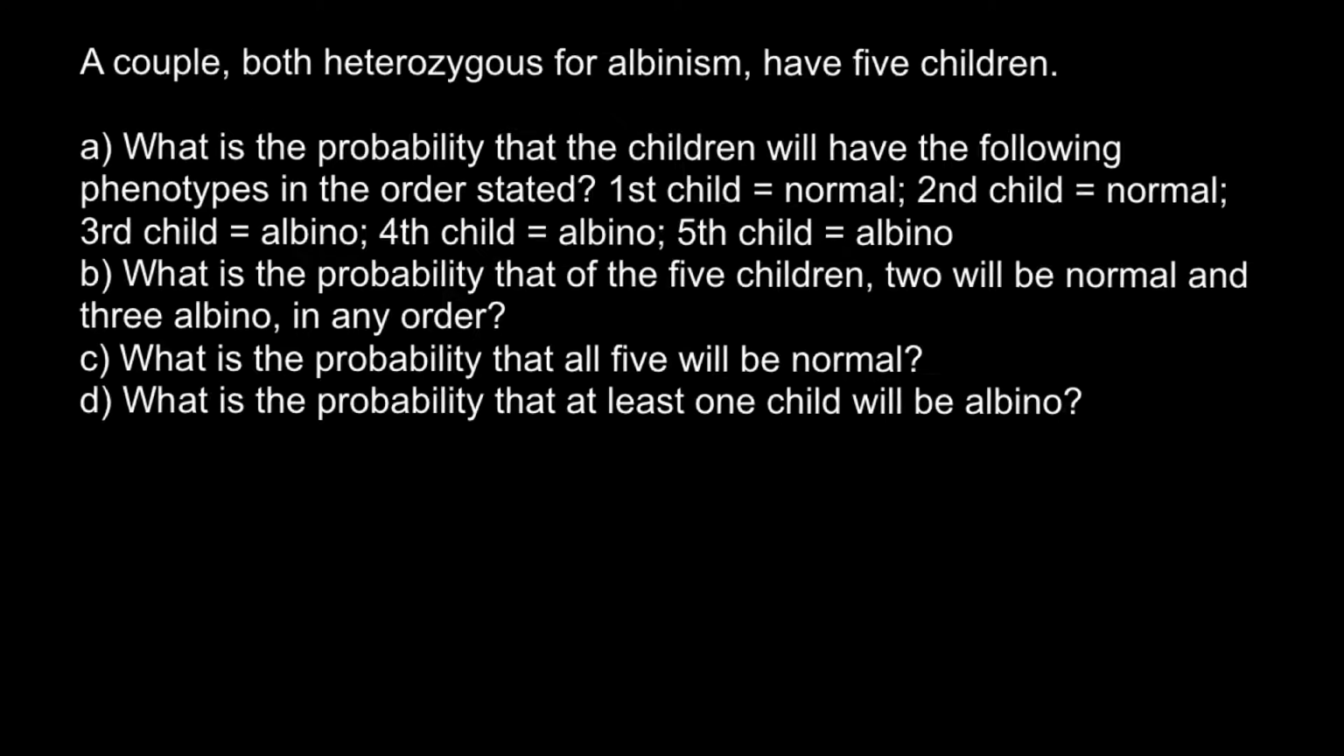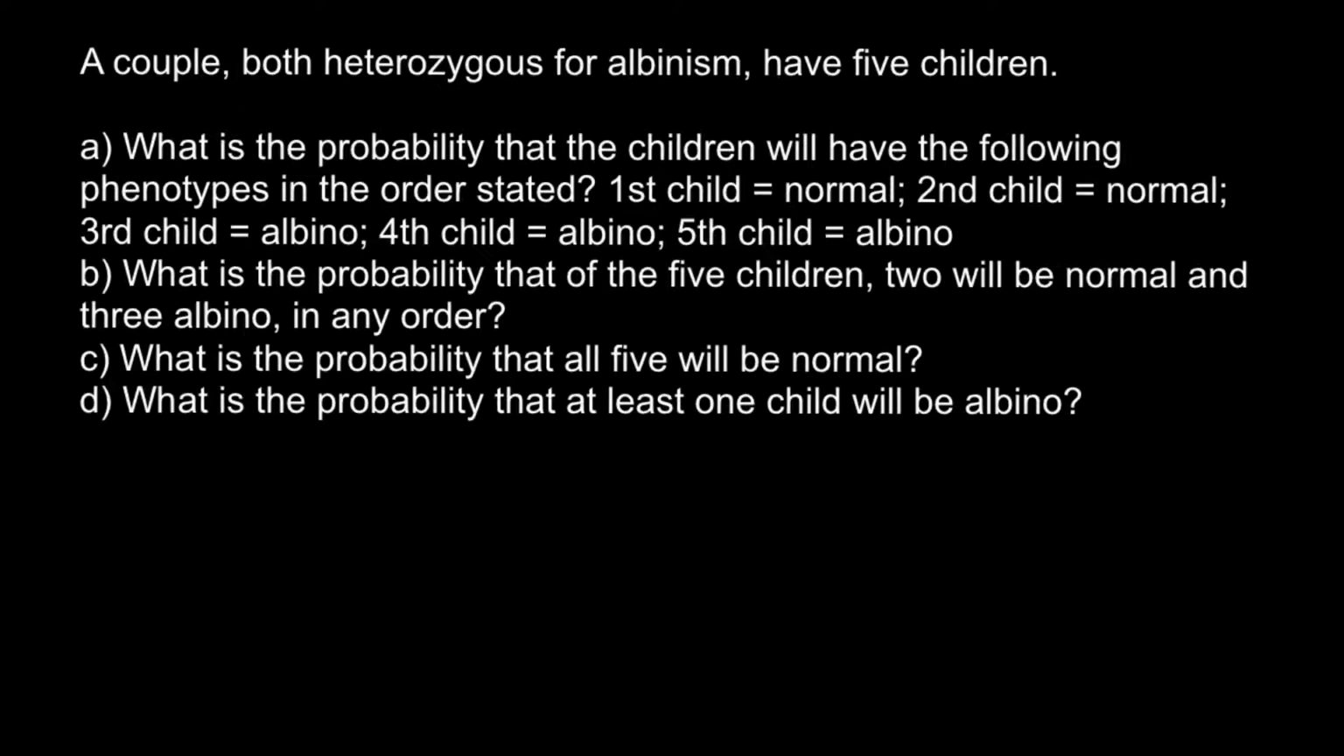In this video I'm going to cover probably 80% of all probability questions that you may find on your exam. And here's a question. Question A: what is the probability that the children will have the following phenotypes in order stated? First child normal, then second child also normal, third child albino, fourth child albino, and fifth child also albino.